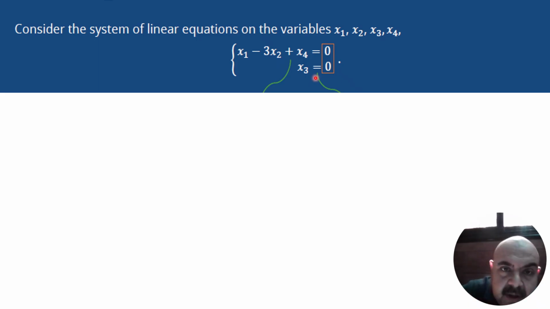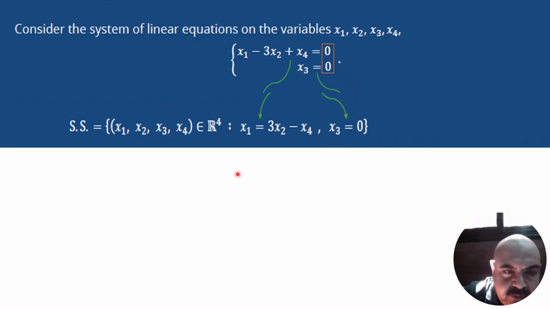I'm sorry. If you look closely at these two equations, you will find that the x3 value is equal to 0, while the x1 value can be got from the relation between x2 and x4. So simply, I can send -3 x2 to the other side and x4 to the other side. So I would have the relation that x1 is equal to 3 x2 minus x4. And in a similar manner, x3 would equal 0.